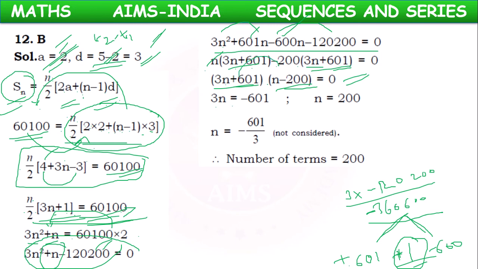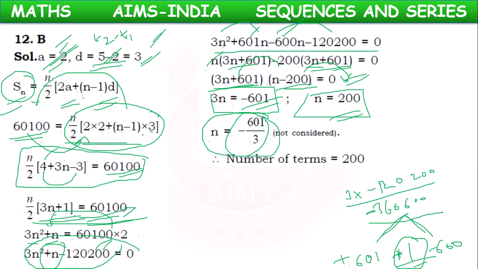3n equal to plus 601, if it goes to right hand side, minus 601. Minus 200 if it goes to right hand side, plus 200. So 3n equal to minus 601, n equal to 200. So n equal to minus 601 by 3. This cannot be divided completely. So we will get some decimal number, but here n stands for number of terms, which cannot be a decimal. So this value no need to consider.